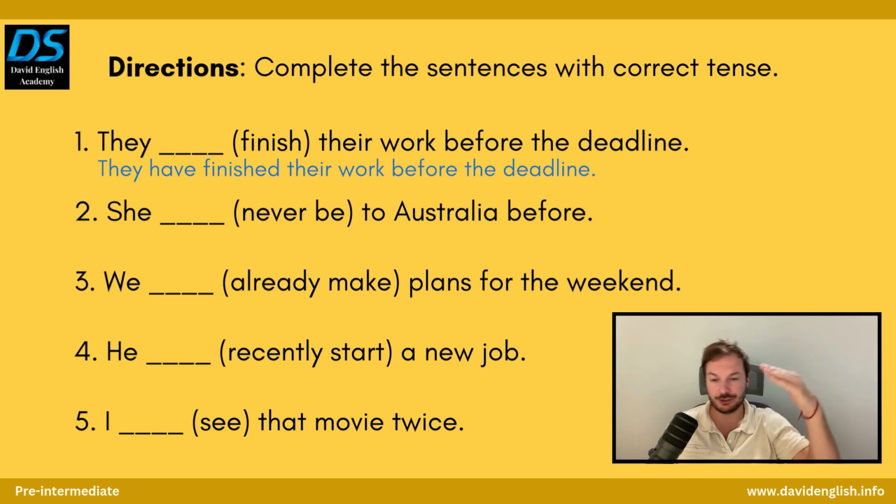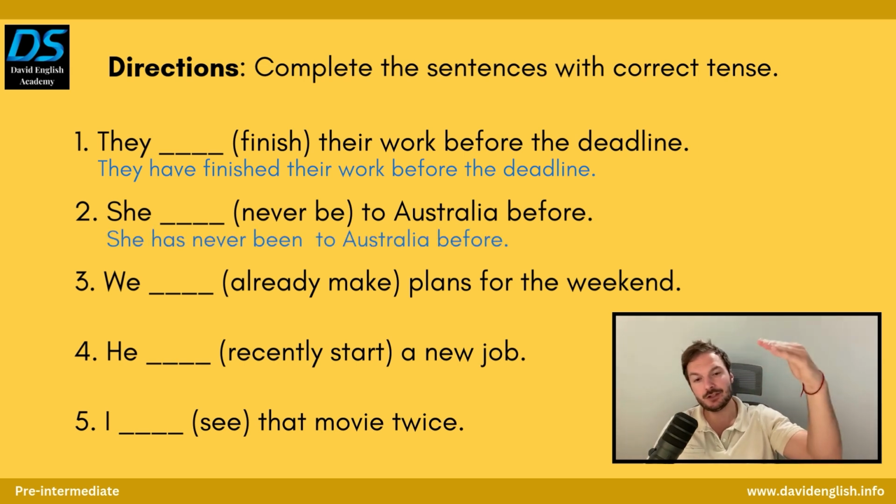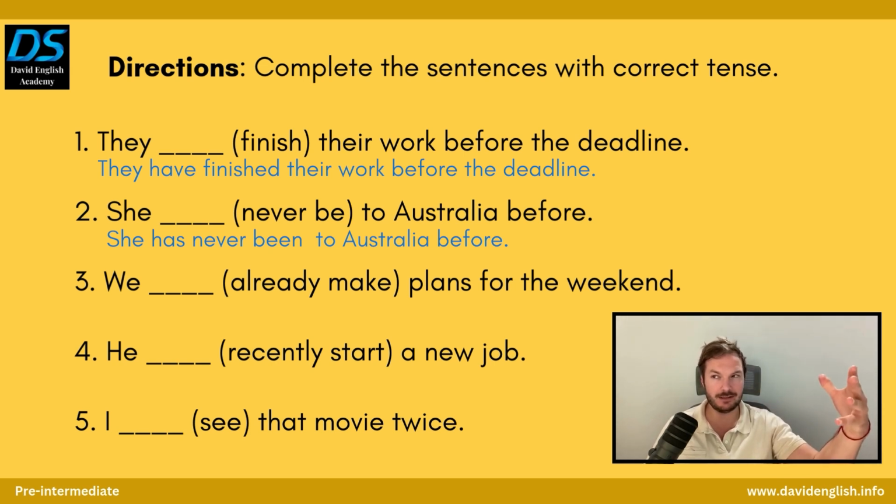Up until now, she has never been to Australia before in her life. That's still going, so we're still in the present. We're not connected to the past. And maybe she will go to Australia, but right now, she has never been to Australia before in her life or until now. So there are some key words rolling there: until now, so far in her life. Those are key words for the present perfect.